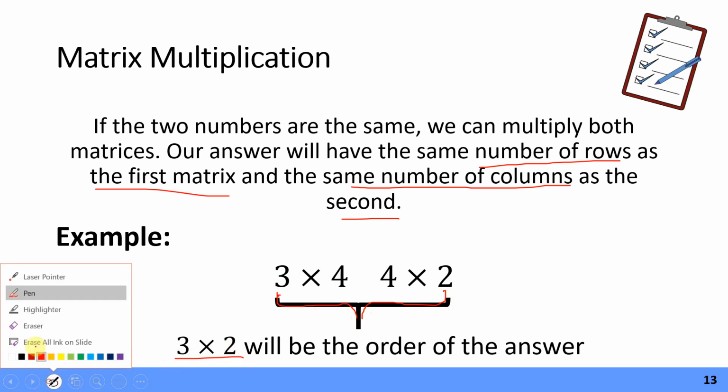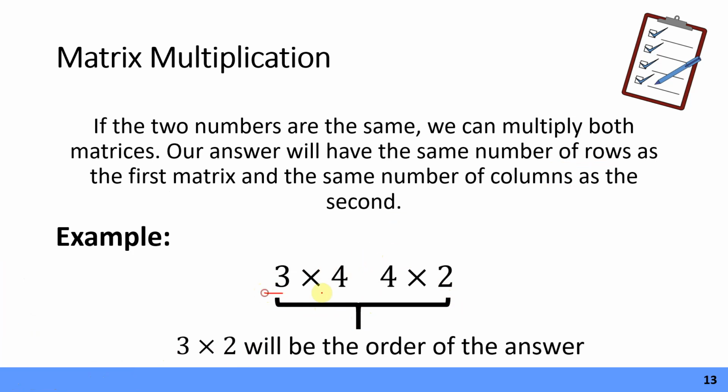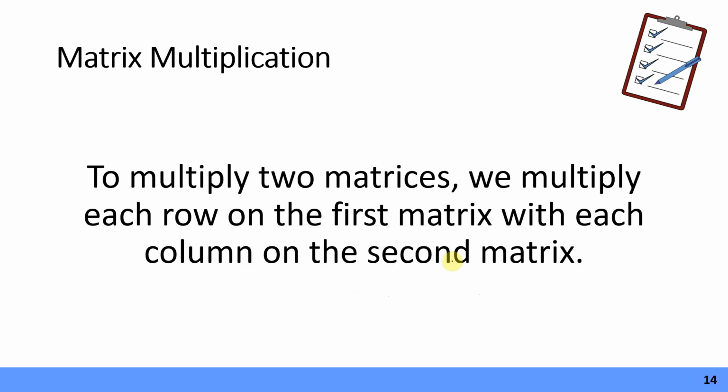Okay. So again, if you have no idea what I'm talking about, this is what you do. You check the order of the first one, you check the order of the second one. If these two numbers are the same, that means you can multiply them. And these two numbers on the outside are going to be the dimension of your answer. Okay, once you determine all of this, then you could actually move on and start multiplying.